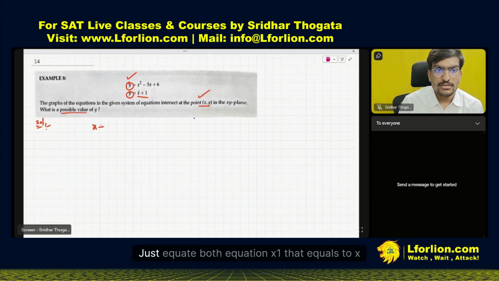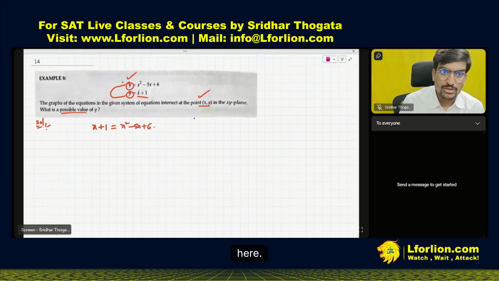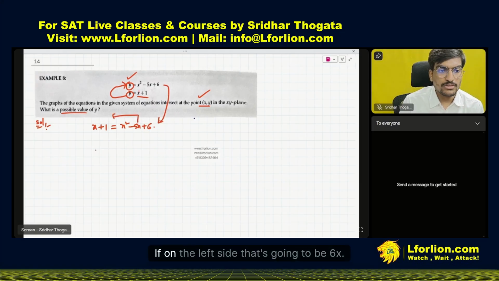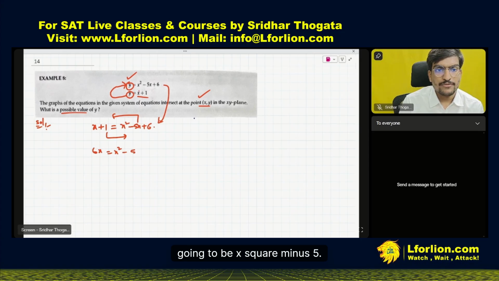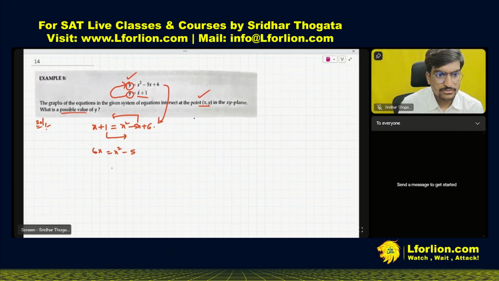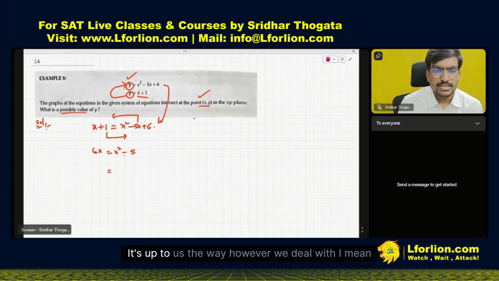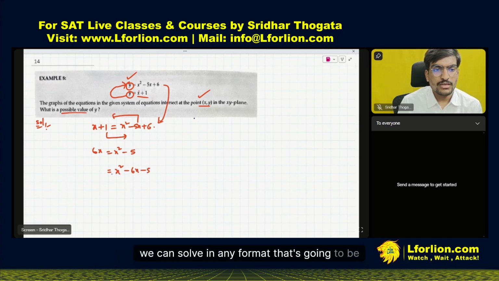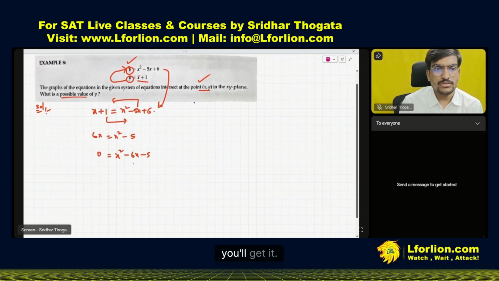Same question. Just equate both equations. x plus 1 equals x squared minus 5x plus 6. I'm just substituting this y value here, and then I got this equation. So on the left side that's going to be 6x, and if you move this one to the other side, that's going to be x squared minus 5. So what do you have now? x squared... It's up to us how we deal with it; we can solve it in any format. That's going to be 0. Just solve this equation and you'll get it.